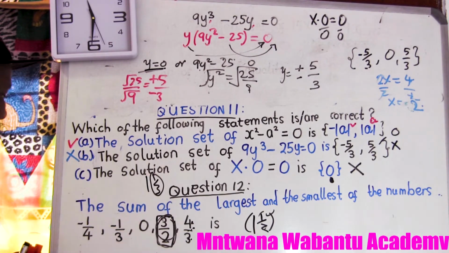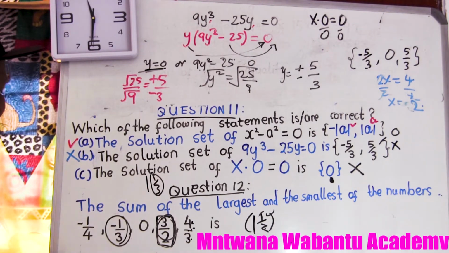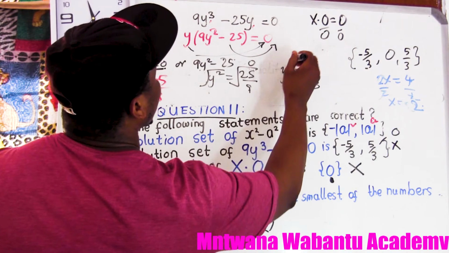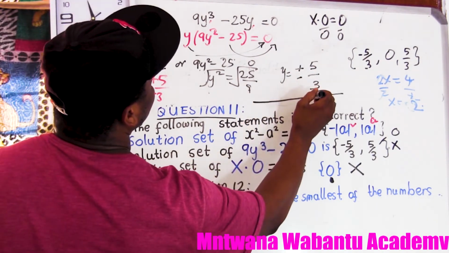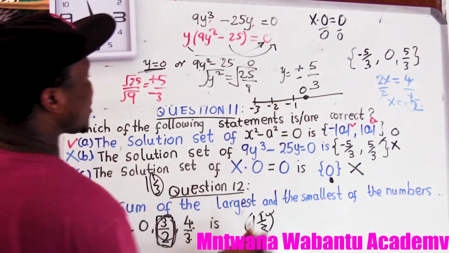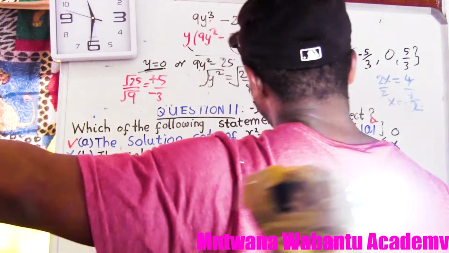And what about the smallest one? The smallest is going to be this one. You can change this to decimal, and then you see which is smallest. This is smaller than this. Because look, if you have a number line like this, this is 0. Let's say this is negative 1, this is negative 2, this is negative 3. Which is the smallest one? The more you go to the left, the more your number gets smaller.